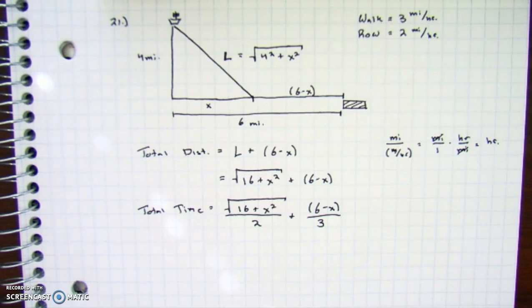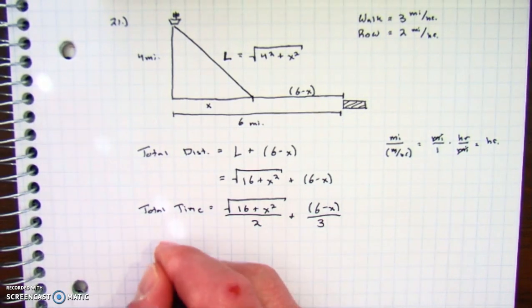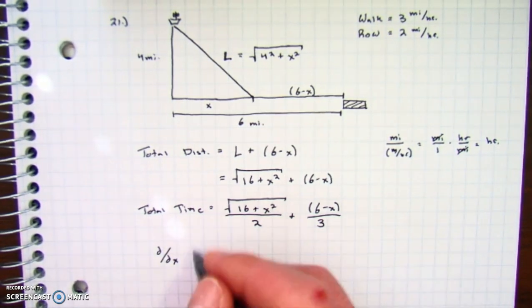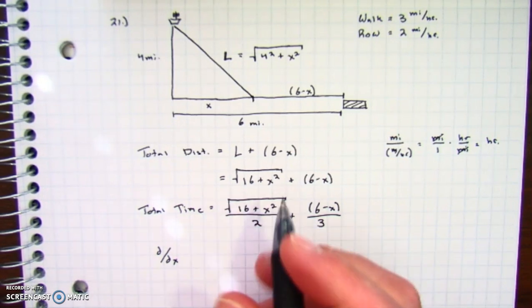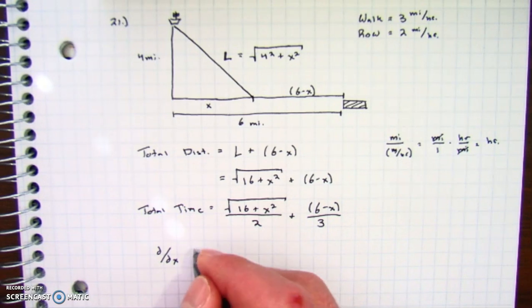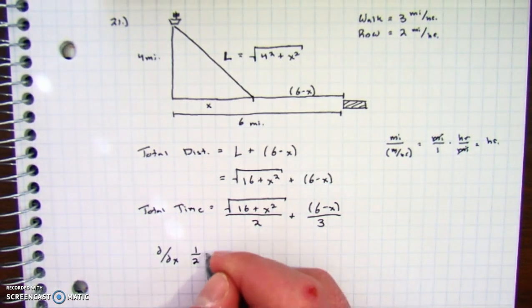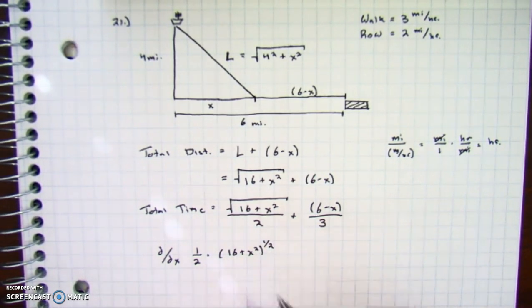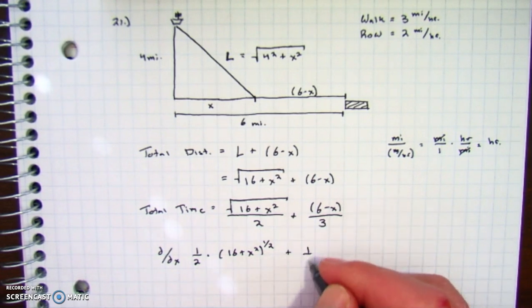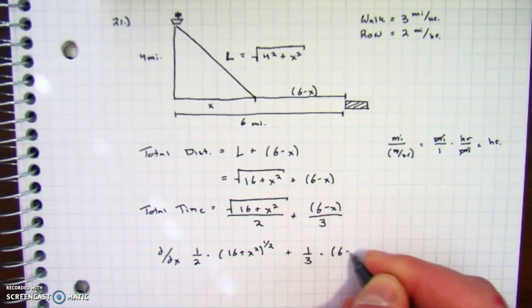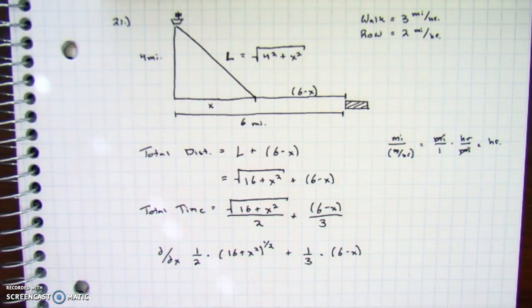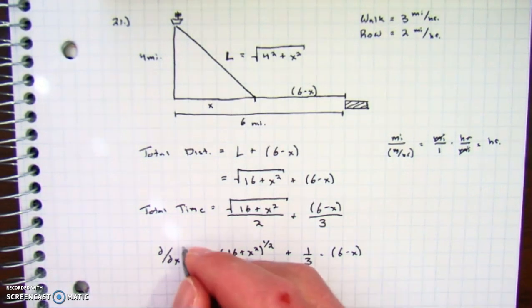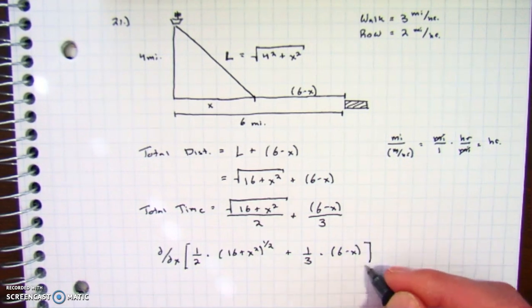Okay, so we have an equation for the time, which is what we're interested in. What's the shortest amount of time? So now let's take the derivative with respect to x of this. Real fast, I'm going to rewrite this as 1/2 times the square root of 16 plus x squared, plus 1/3 times 6 minus x. The reason I did that is that anytime you have a constant, you don't really have to worry about it with the derivative. So there is my derivative setup.